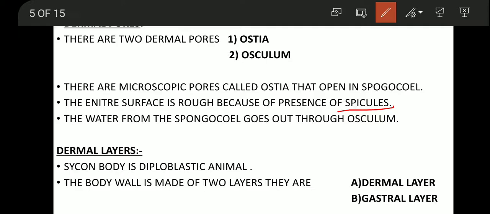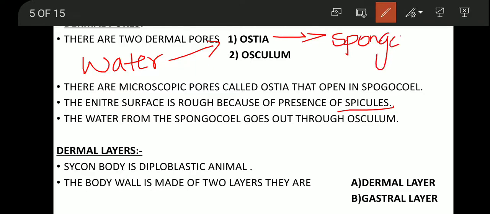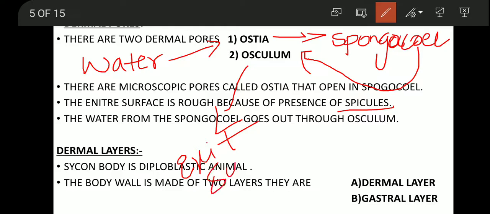So the water from the spongocele, now the water first enters through ostia. Ostia leads into spongocele. Now the water enters into the osculum and exits into the surrounding water. Okay, this is the pathway.